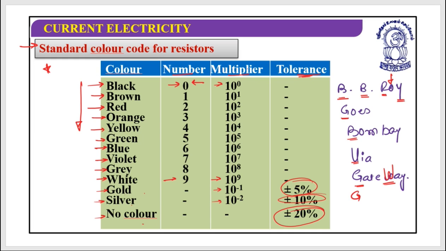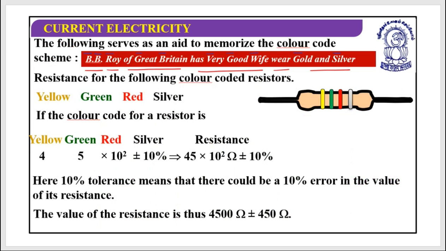And then you need to write gold, silver, and no color. You can remember whichever you like, but the one thing required is that you must remember this, because this can be asked. So how could I write this now?